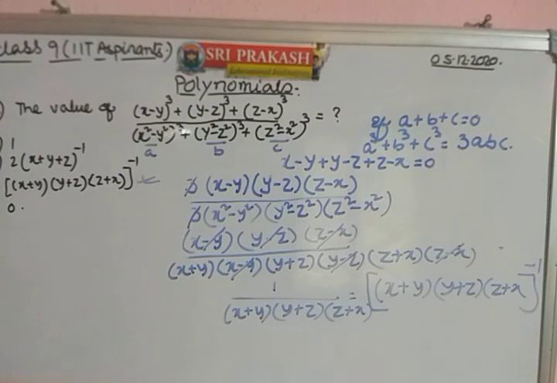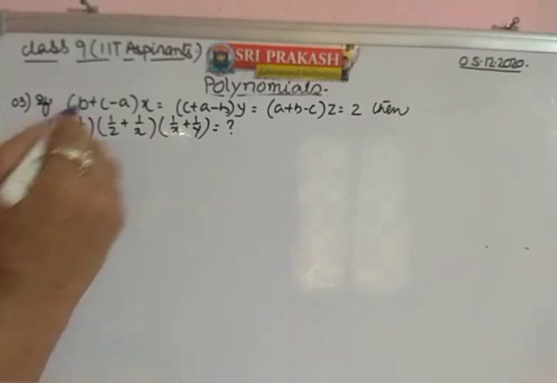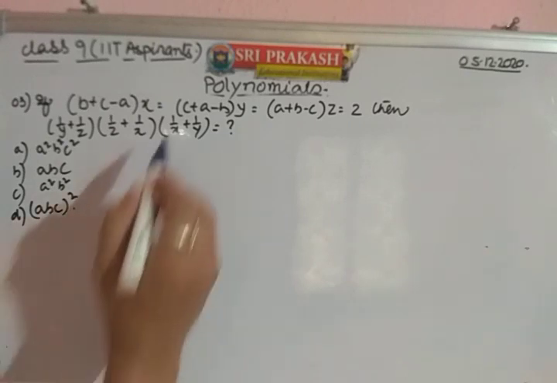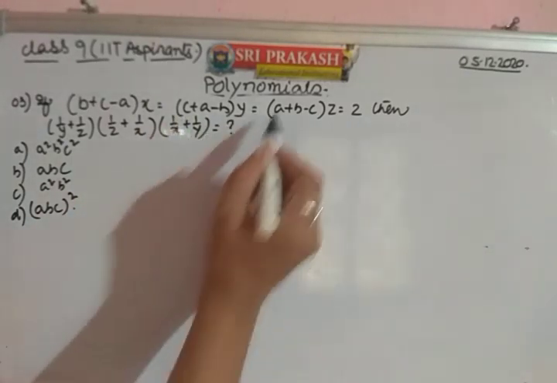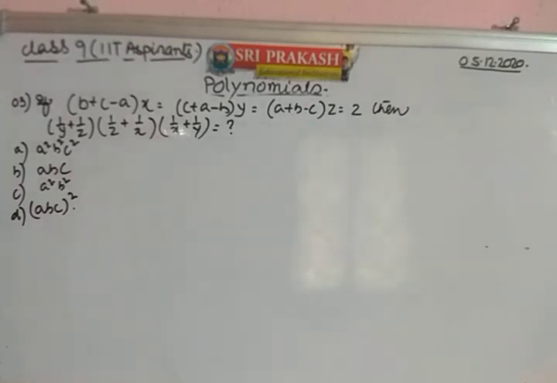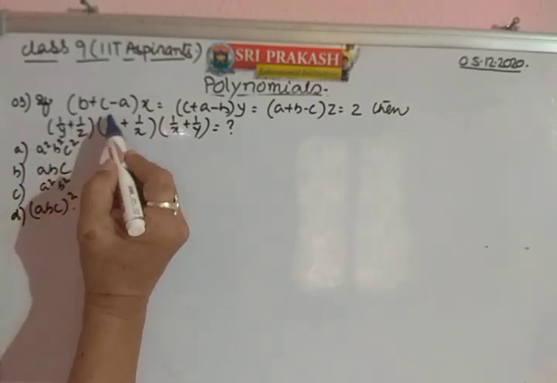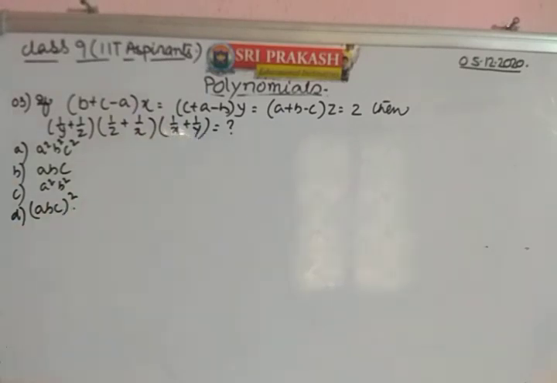So your next problem is, if b plus c minus a into x is equal to c plus a minus b into y is equal to a plus b minus c into z is equal to 2, then what would be the value of 1 by y plus 1 by z into 1 by z plus 1 by x into 1 by x plus 1 by y?